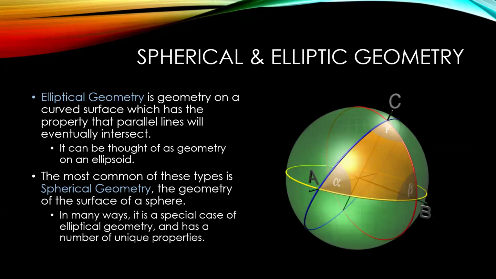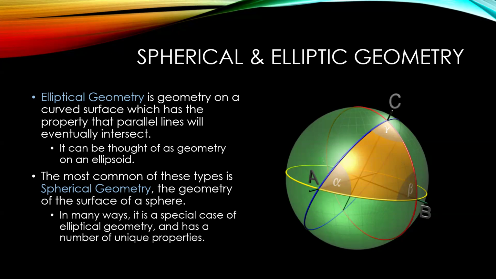And so elliptical geometry is geometry on a curved surface which has the property that parallel lines will eventually intersect. It can be thought of as geometry on an ellipsoid. More commonly, instead of thinking of an ellipsoid, we think of a sphere. And in that case, we would call it spherical geometry. And so the geometry on the surface of a sphere, in many ways, is a special case of elliptical geometry and has a number of unique properties.